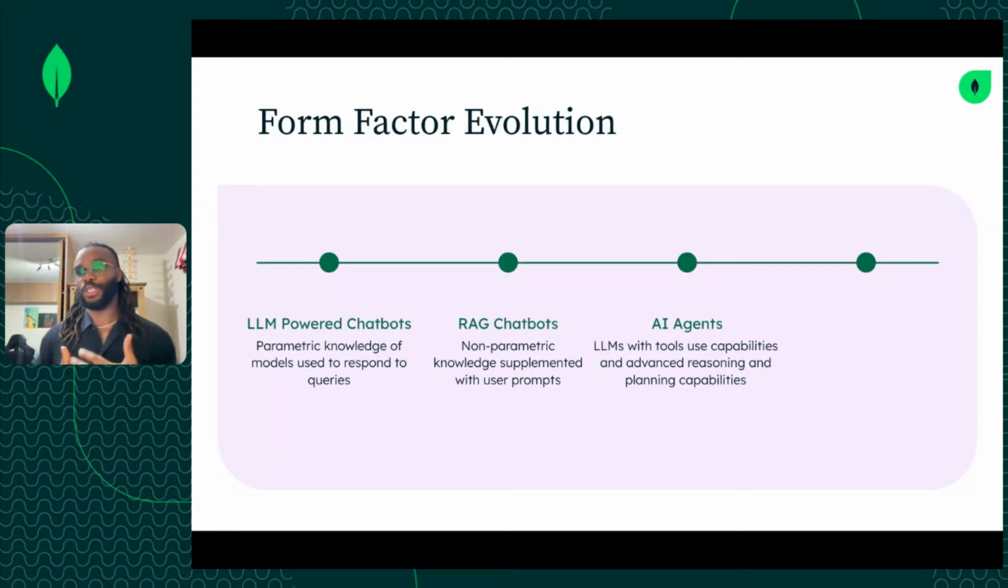So we have RAG, retrieval augmented generation, which is a mechanism that allows for the retrieval of relevant data that is supplemented and passed into an LLM.